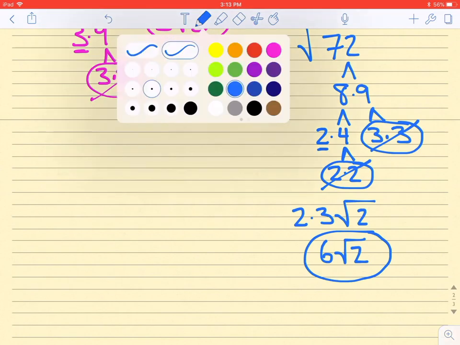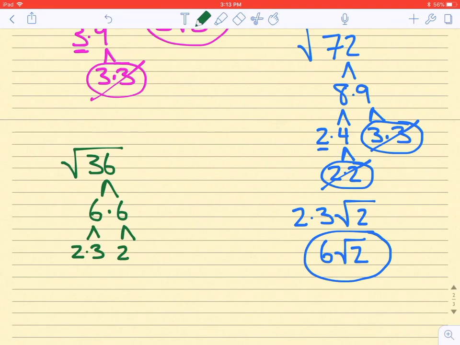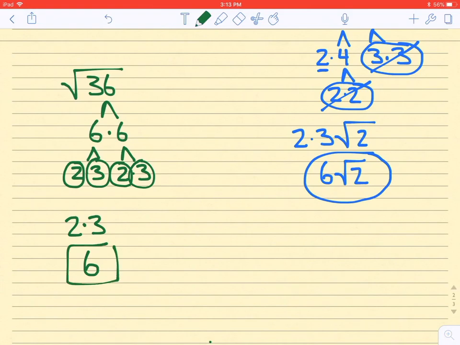Let's look at another example. What if we have the square root of 36? So 36 comes from 6 times 6. 6 comes from 2 times 3. And the other 6 comes from 2 times 3. And then notice we have a pair of 2's and a pair of 3's. But then nothing would be left over. So notice we could take out a 2 and a 3, which is equal to 6. But then nothing is left over, so that's fine.